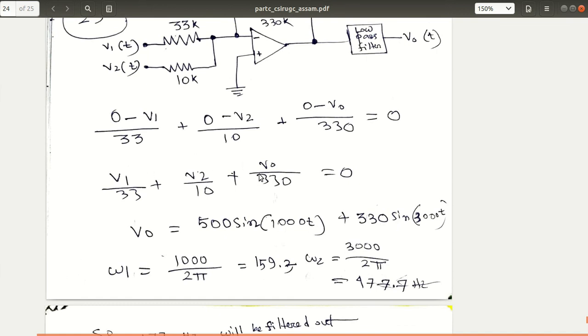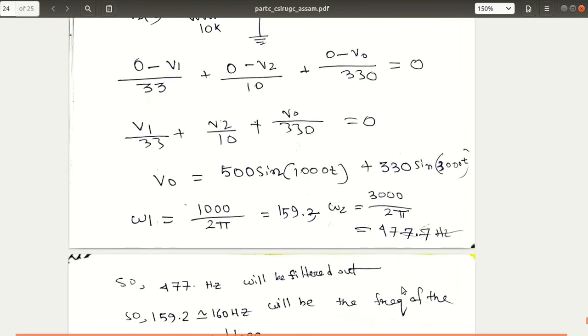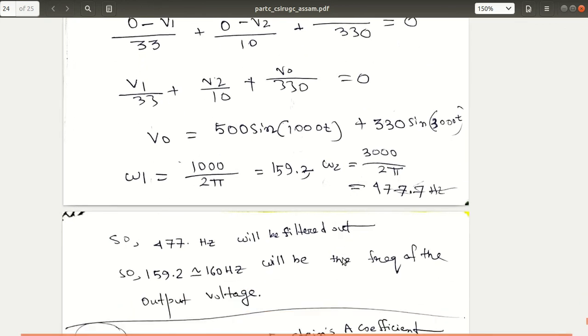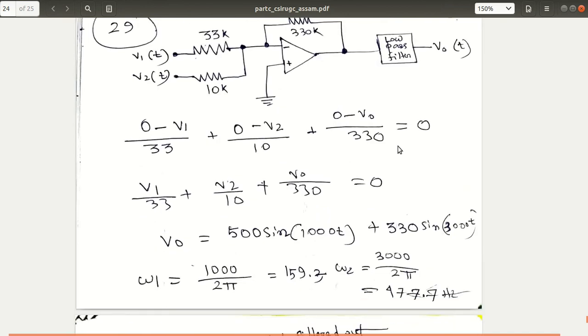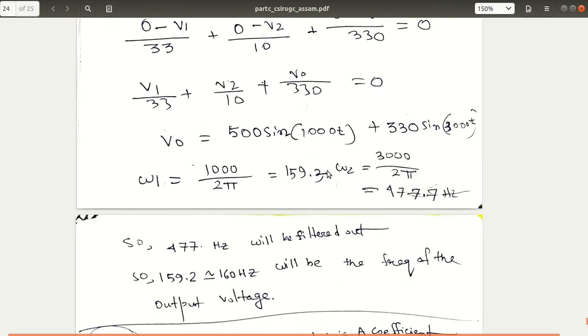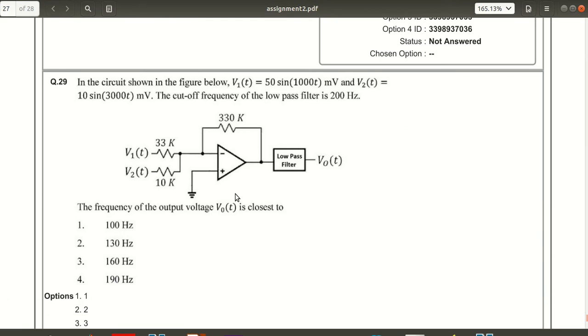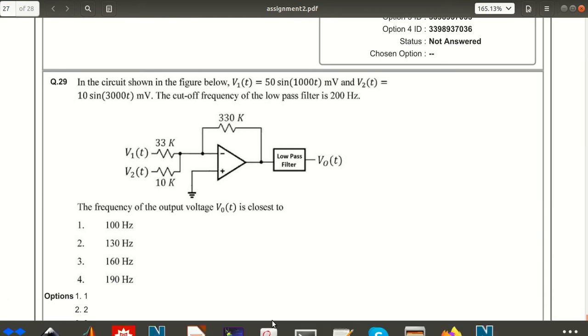From this relation you can find the values of V1 and V2 corresponding to V0, and your frequency f1 will be 1000 by 2 pi, which is 159.2 Hz, and f2 will be 3000 by 2 pi, which is 477.7 Hz. Now 477.7 Hz will be filtered out because it is a low pass filter with a cutoff frequency of 200 Hz. So only the 159.2 Hz will pass. So the frequency of the output will be 160 Hz. So 160 Hz will be the option. Option 3 will be correct.